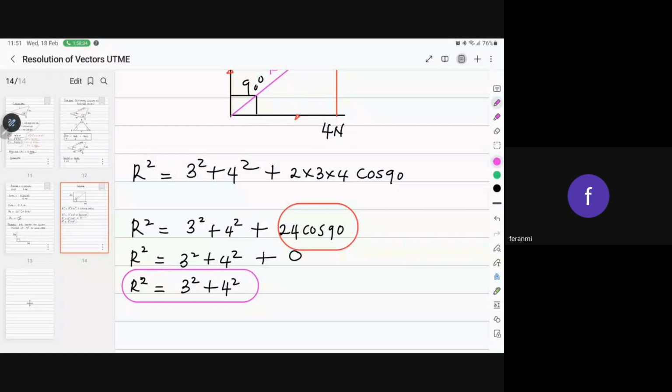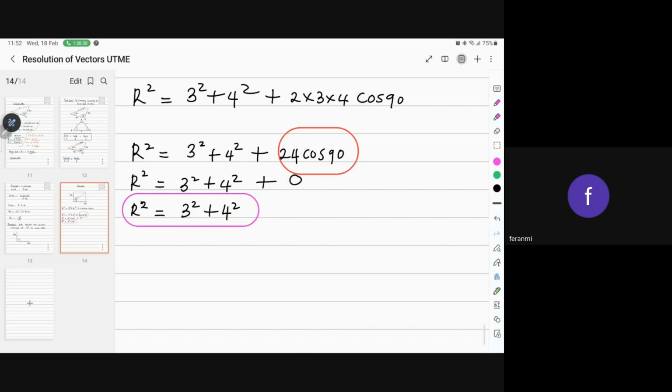Anybody here that can remember what this r squared, 3 squared plus 4 squared represents in mathematics? Anybody who can guess? That formula reduced from the cosine rule to a particular rule because this part of the equation now turned to 0. So you now reduce this to Pythagoras theorem. Thank you, Paul. Beautiful. So now this gives birth to what? To a Pythagoras what? Theorem.